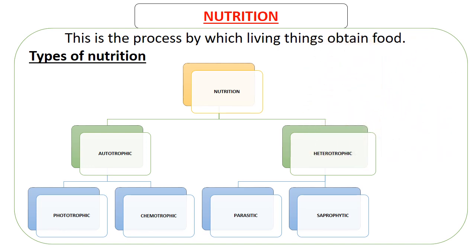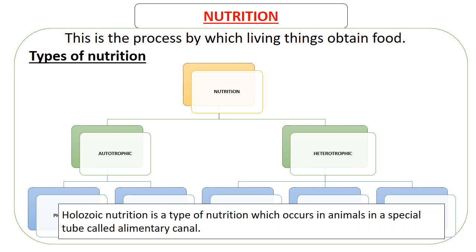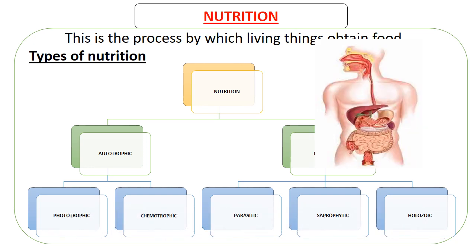Finally, the last type of heterotrophic nutrition is called holozoic nutrition. Holozoic nutrition is a type of nutrition which occurs in animals in a special tube called the alimentary canal. So, here is more about holozoic nutrition. This is how an alimentary canal looks. It's about the digestive system.